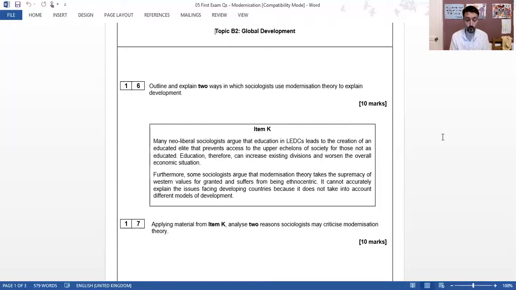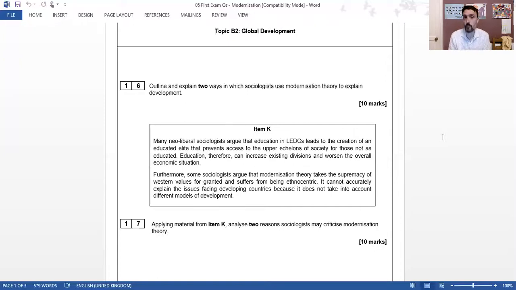The next paragraph sets up the second point. Furthermore, some sociologists argue that modernization theory takes the supremacy of Western values for granted and suffers from being ethnocentric. Now, there are 4 aspects that we have learned. All of them are equally valid to answer this question. You do not need all 4. Just one will do. It cannot accurately explain the issues facing developing countries because it does not take into account different models of development. There is a hint about which one the examiner, in this case me, wants you to use. You don't have to follow that hint. They said ethnocentrism. You get to deploy any of those 4 points that you know to answer this question.